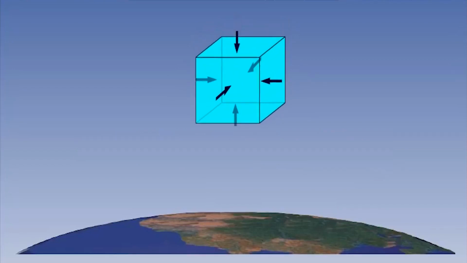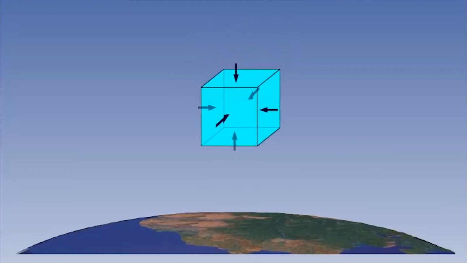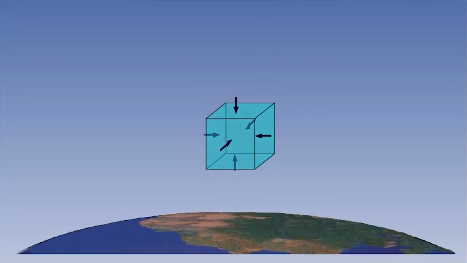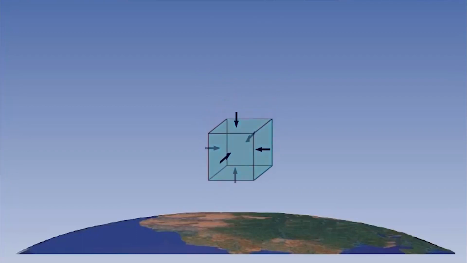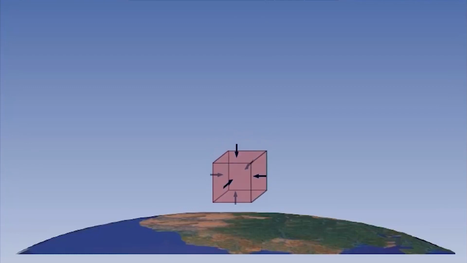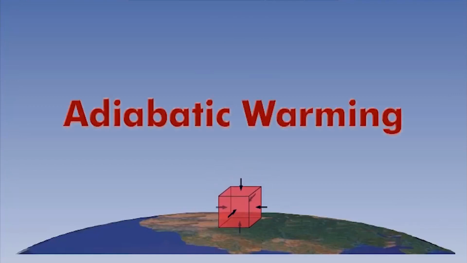The opposite is also true if we look at a parcel of air that is forced to drop to a lower level within the atmosphere. As the surrounding pressure increases, it forces the parcel to contract. This increases the internal temperature of the parcel. Therefore, we now have adiabatic warming.